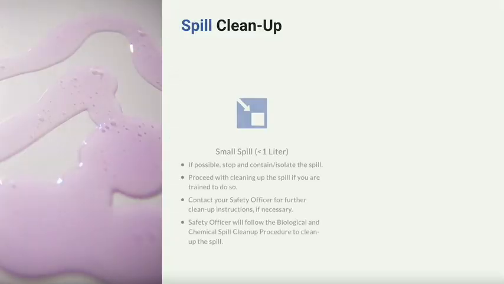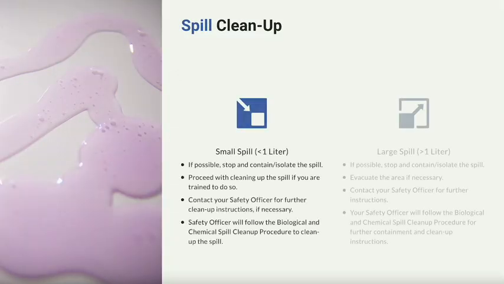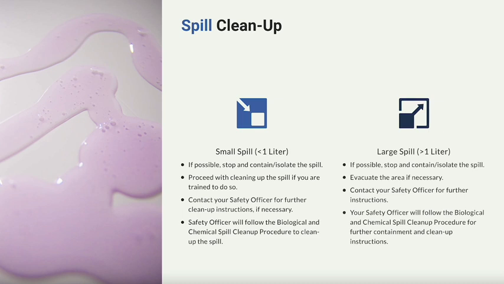In the event of a spill, it is important to take appropriate action to ensure the safety of individuals and the environment. The procedure for cleaning up a spill will depend on the size of the spill and the chemicals involved. For small spills, 1 liter, if possible, stop and contain/isolate the spill. Then proceed with cleaning up the spill if you are trained to do so. Contact your safety officer for further cleanup instructions if necessary. Safety officer will follow the biological and chemical spill cleanup procedure.